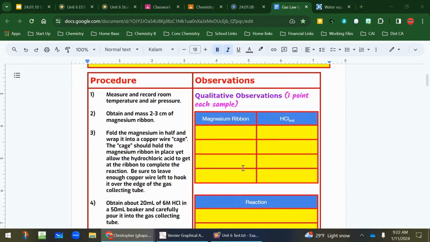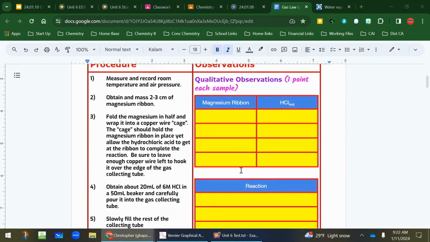You're then going to get a piece of magnesium ribbon. At your station already, there are these pieces of magnesium ribbon that are cut up and waiting for you.